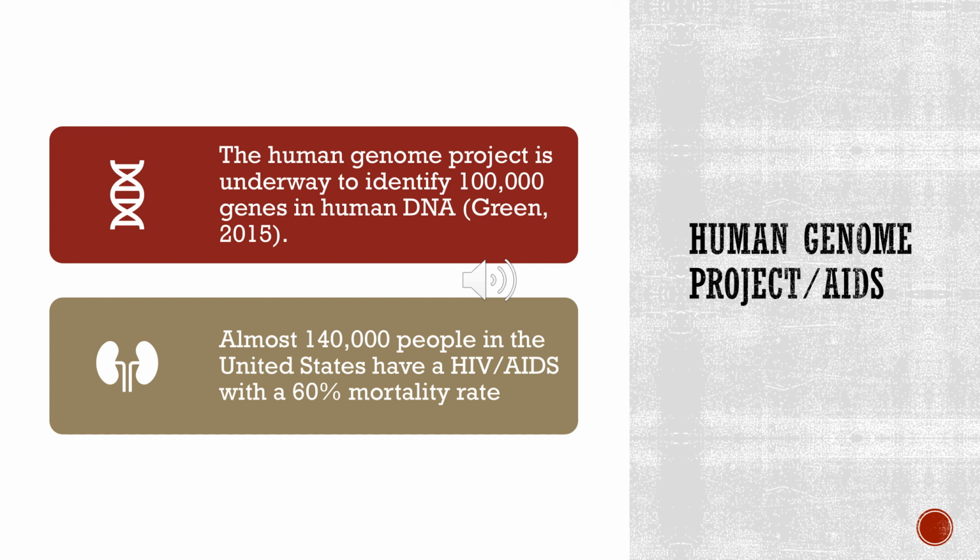Also in the 1990s, the Human Genome Project is underway. 100,000 genes are identified in the human body. This is very helpful for research on diseases and genetic diseases. Almost 140,000 people in the United States have HIV and AIDS. It was a growing problem in the 1980s, but now that we're in the 1990s, we're really starting to see the effects of HIV and AIDS, as many people have had it for up to 10 years. There is a 60% mortality rate at this point in the 1990s with HIV and AIDS.